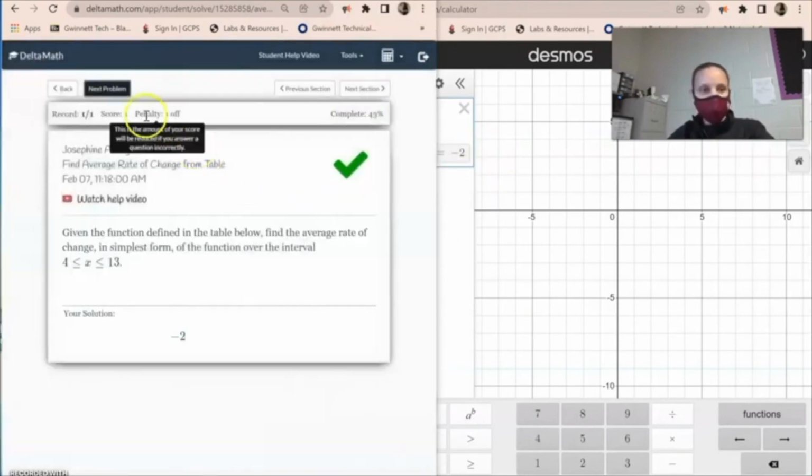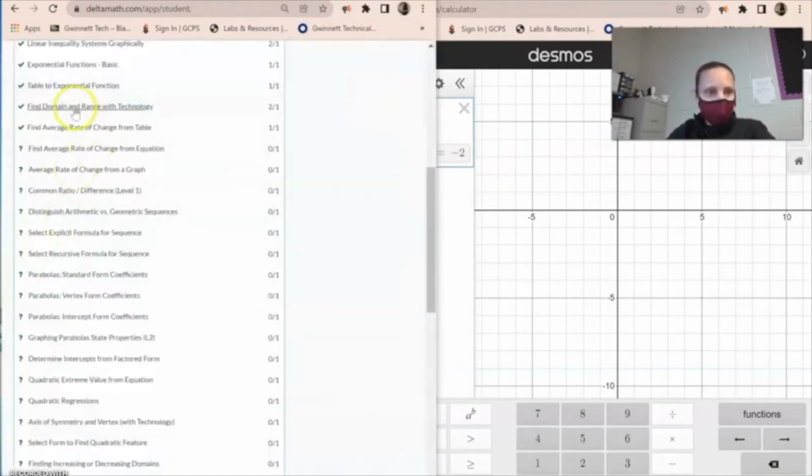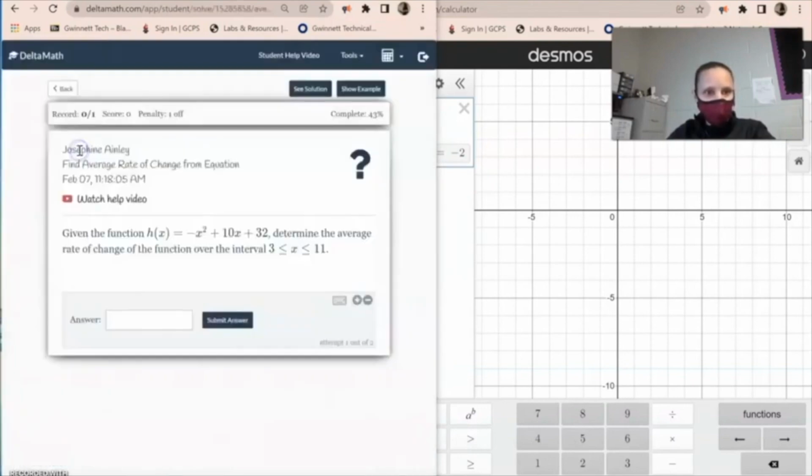All right, so that's from a table. Then when you do it from an equation, it's the same thing. You're just going to copy and paste it.